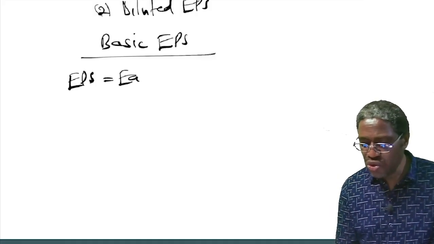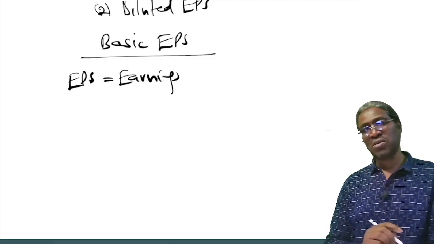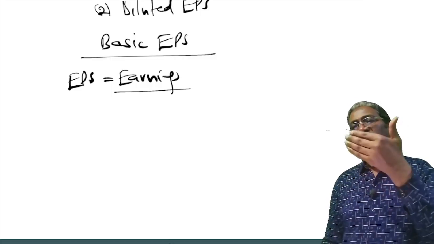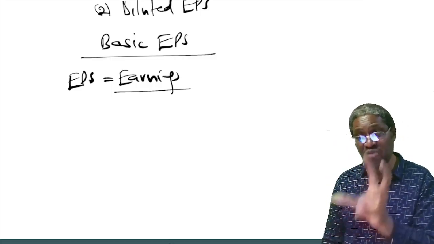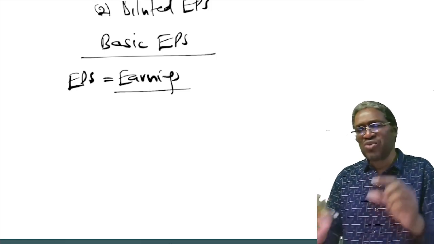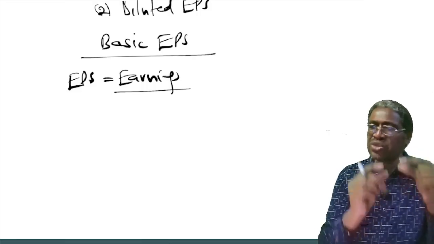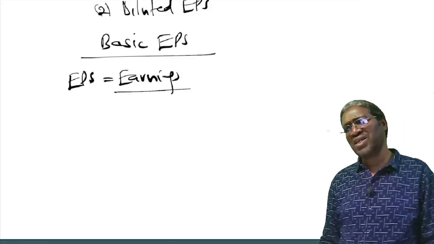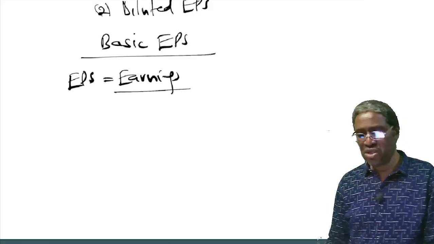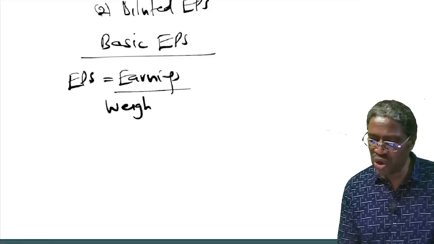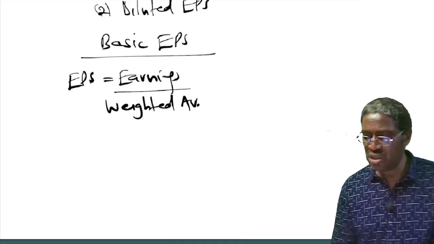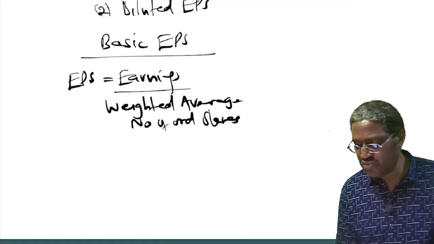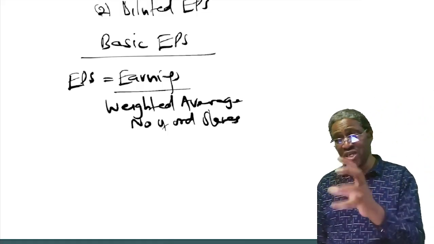So in simple terms, you normally take the earnings that are attributable to the ordinary shareholders. You divide that by the number of shares. That gives you what we are calling, in simple terms, earnings per share. But at this level, we don't just divide the earnings by the number of shares. We normally divide that by the weighted average number of ordinary shares.